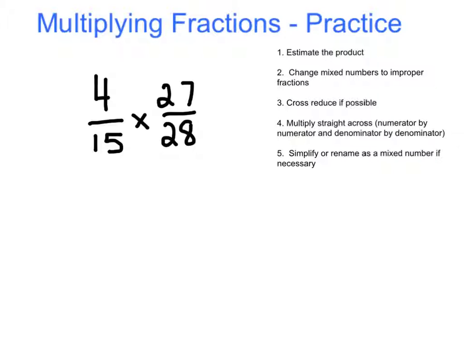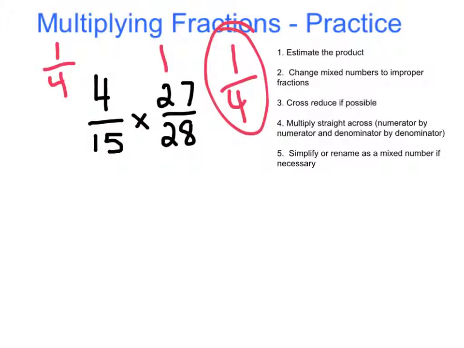Okay, now that you have practiced this problem, hopefully you have your answer there. We will go through the steps on how to multiply this fraction, 4/15 times 27/28. When I look at 4/15, I think that it's kind of close to 4/16, which I know is a fourth, and 27/28 is very close to 1. So my estimate is going to be 1/4 times 1, which is about a fourth. So I think my answer should be somewhere around a fourth.